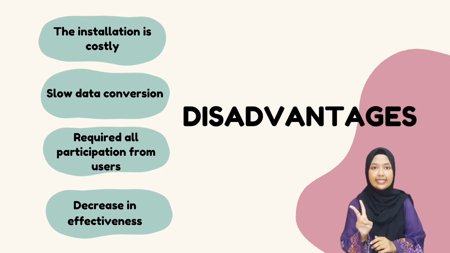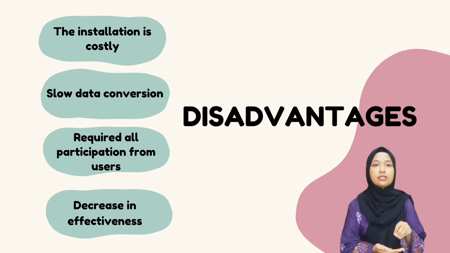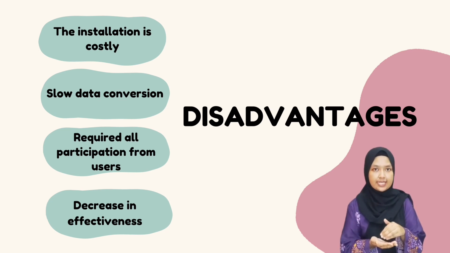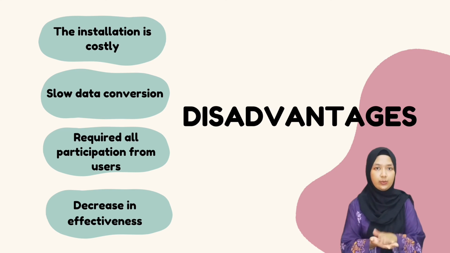Second disadvantage of ERP is slow data conversion. When using the ERP system for the first time, the existing data needs to be converted into the new format. The input process takes a lot of time. The more the data, the longer the process will take. Even digitized data takes time to migrate into a new system.